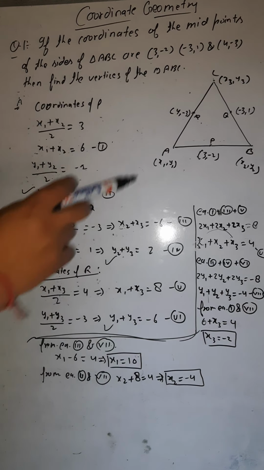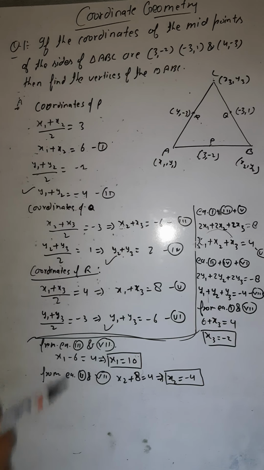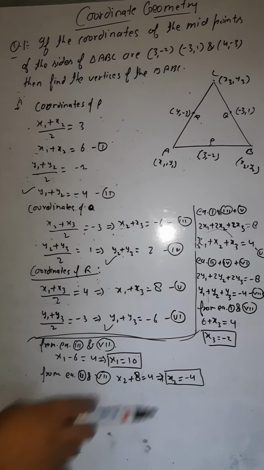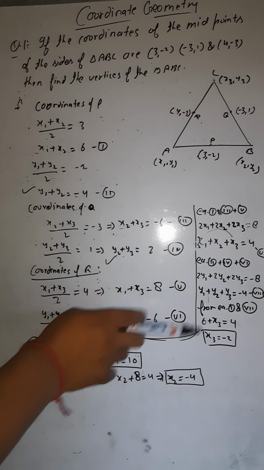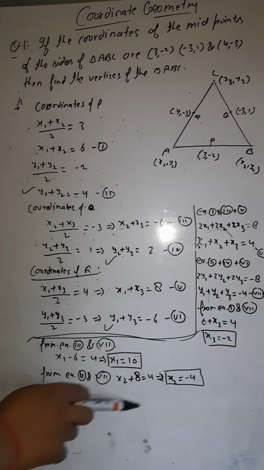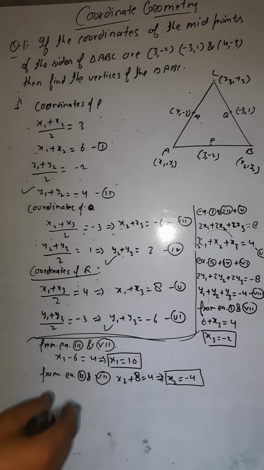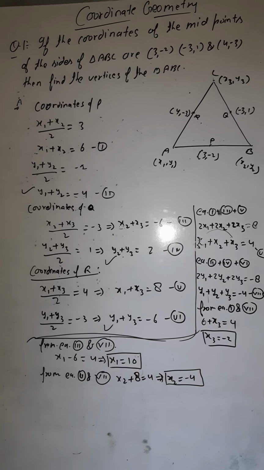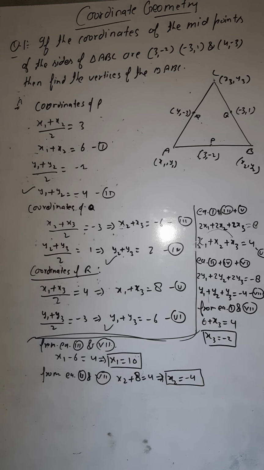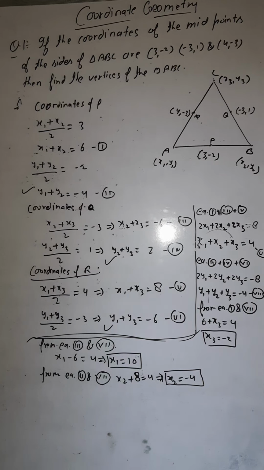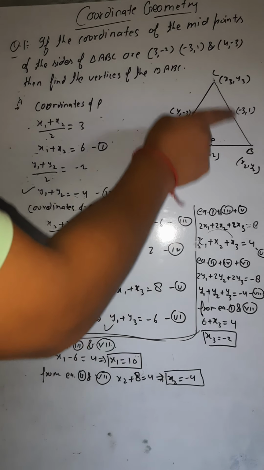Now I have the value of x1, x2, and x3. That means I have all the first coordinates now. x1 is how much? x1 is 10, x2 is minus 4, and x3 is minus 2. So where should I write these values? I would be writing these values here. Okay, leave them here. I have got the values of x1, x2, and x3.